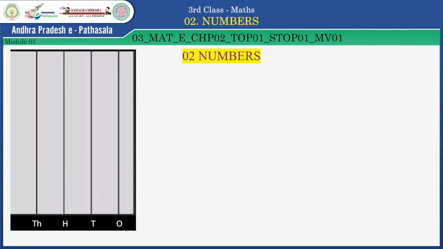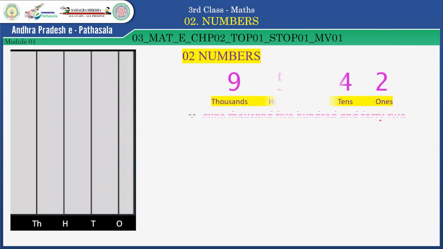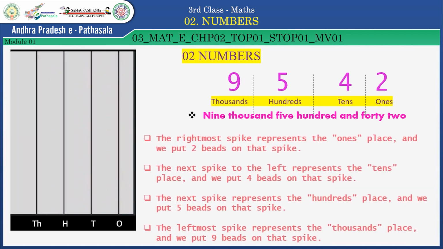Imagine a spike abacus as a magical tool that helps us count and do maths. Each spike on the abacus represents a place value, just like digits in a number. Let's take the number 9542. On the spike abacus, we will start from the right side. The rightmost spike represents the ones place and we put 2 beads on that spike.